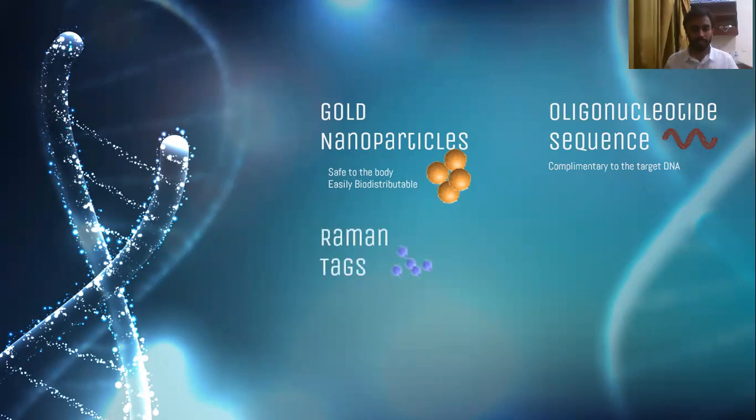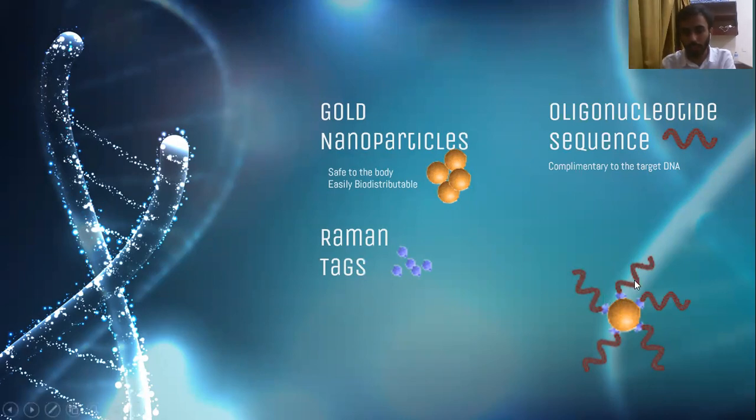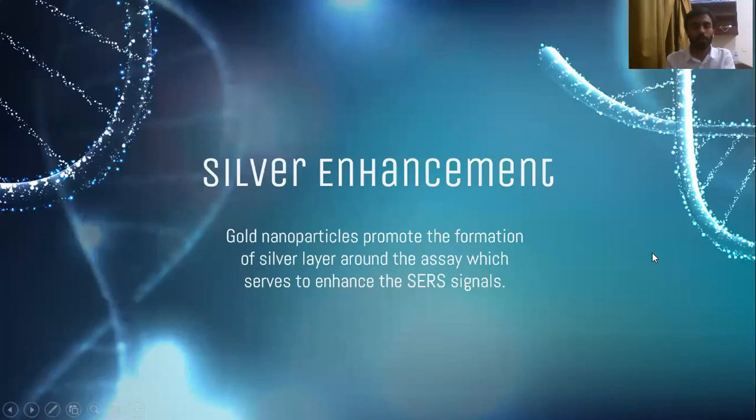Then you have Raman tags. These tags are the particles that emit Raman signals, which can be viewed outside for detection. And finally, you get this assay, which includes the gold nanoparticles, the Raman tags, and the oligonucleotide sequences. Now, I had mentioned that we use silver enhancement, and what this does is that you get the gold nanoparticles, which promote the formation of a silver layer around the assay, which serves to enhance the SERS signals.